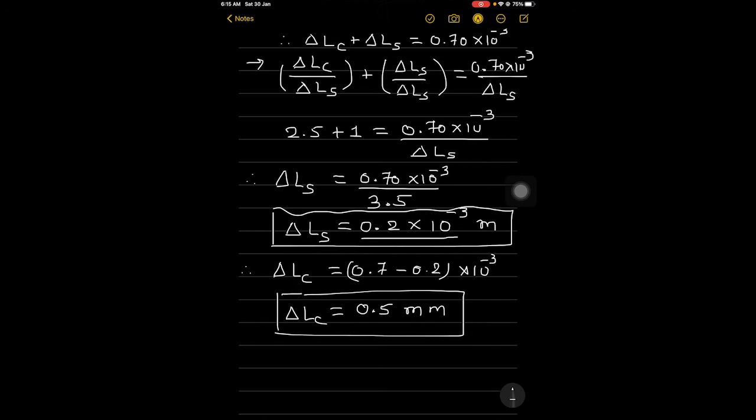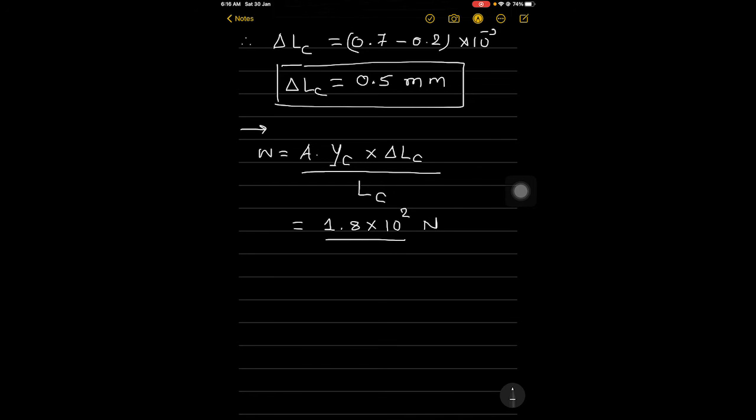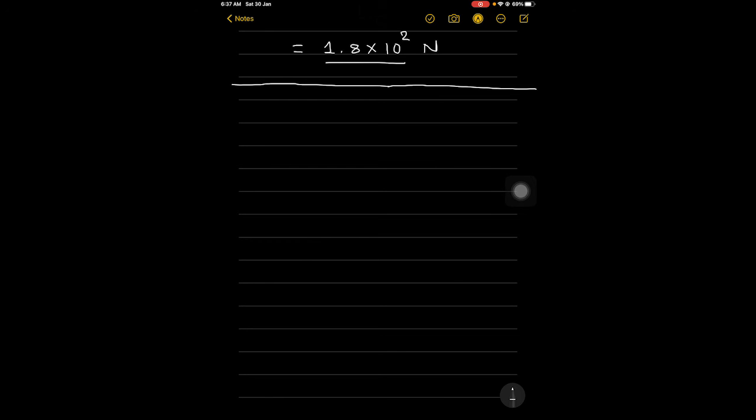So it comes out to be like this, and therefore we have to find out the total load applied. From any of these values we can determine that total load applied W is equals to A into Young modulus of copper into length increment in copper upon original length of copper. By applying this equation we can have the value that is about 1.8 into 10 to the power 2 Newton. So this comes out to be the answer of example number 4.